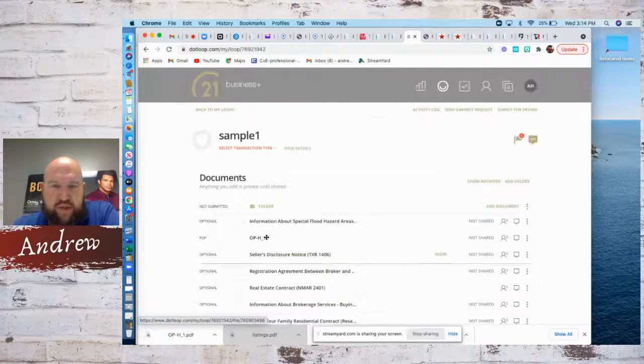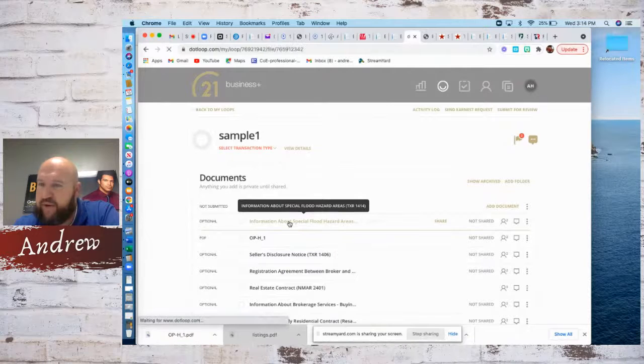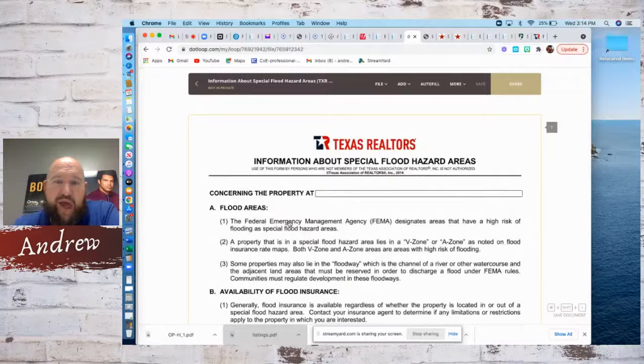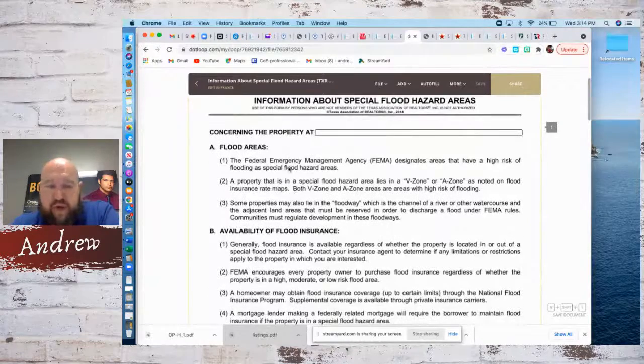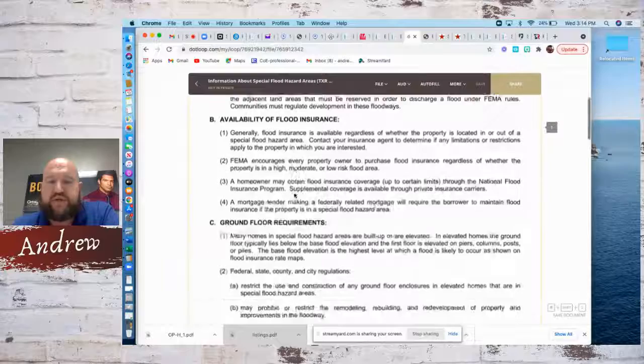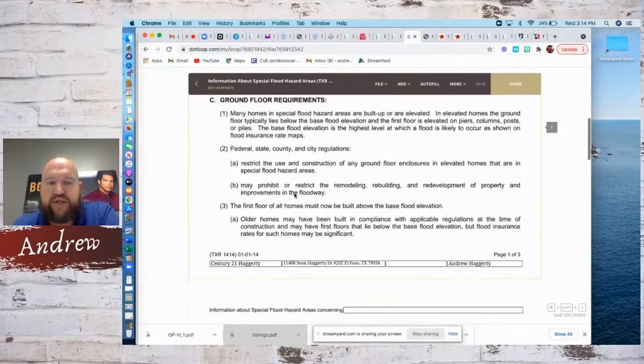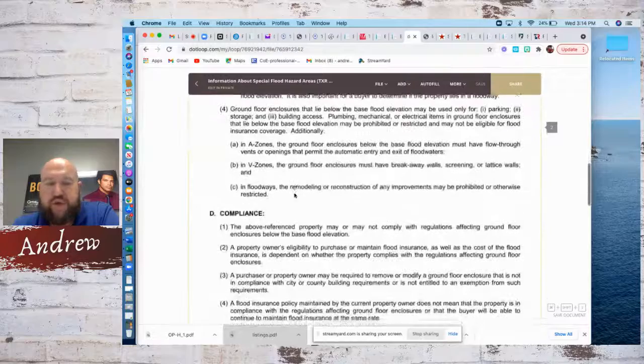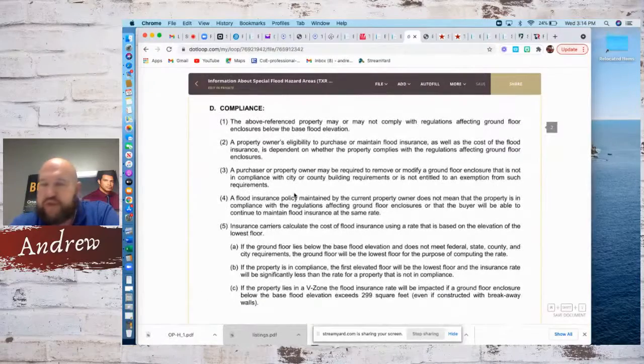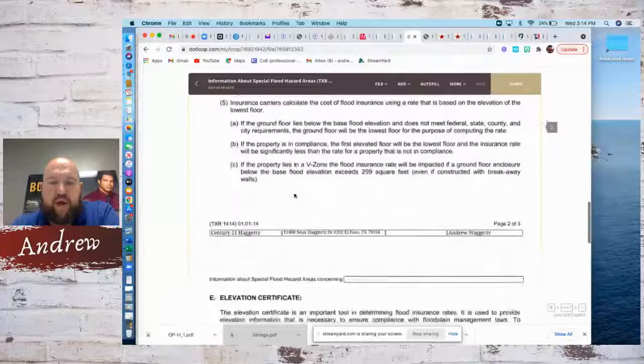It sounds really intimidating, but it is just an explanation. It's information about special flood hazard areas. It explains flood areas. It explains availability of flood insurance, ground floor requirements for federal, state, and county and city regulations. It's just going to go through and do a complete and total explanation of what to worry about with flood and all those things.